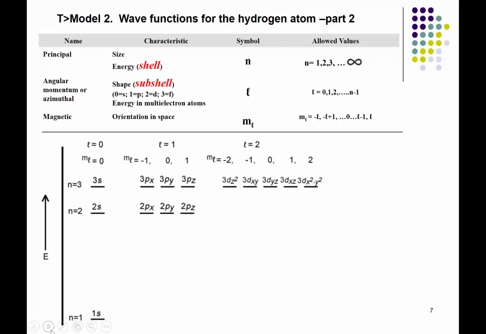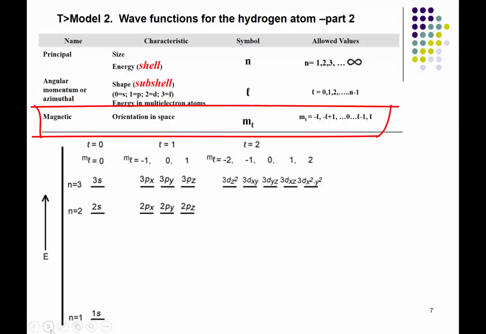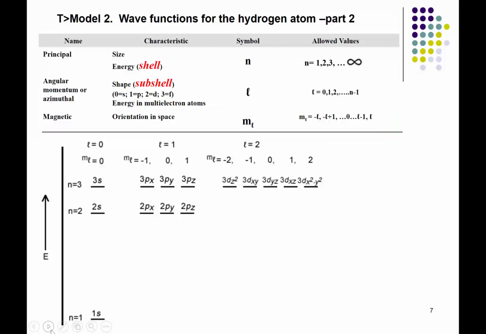So I'm getting ahead of myself here, but right now we're only focusing on the hydrogen atom and that single electron. But you'll see that these same organization patterns will be applied to multi-electron atoms. And then finally, ML, which corresponds to the orientation in space. So how those boundary surface diagrams are oriented relative to one another.